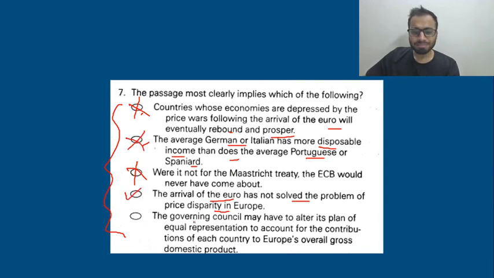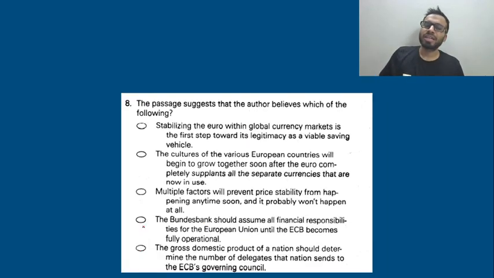E says the governing council may have to alter its plan of equal representation to account for the contributions of each country to Europe's overall GDP. Again, this is not mentioned or hinted at in the passage, that they'll have to alter the plan for equal representation. No hint at all, so I can safely eliminate E. D looks to be the correct answer, right? Let's move on to the next question now.